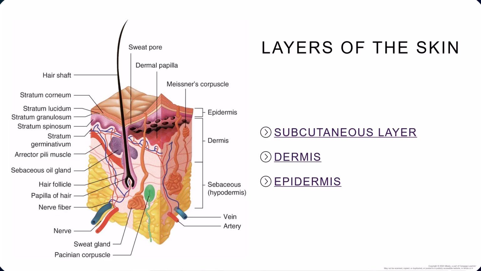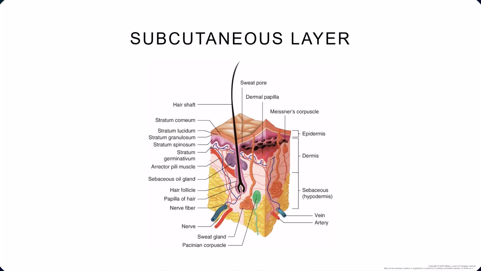Going on to the layers of the skin, we have the subcutaneous layer, we have the dermis layer, and we have the epidermis. The subcutaneous layer is also known as the hypodermis because it sits below the dermis, or the superficial fascia. It's composed of loose connective tissue or subcutaneous tissue, which is also known as adipose tissue or fat. This layer is about 80% fat.